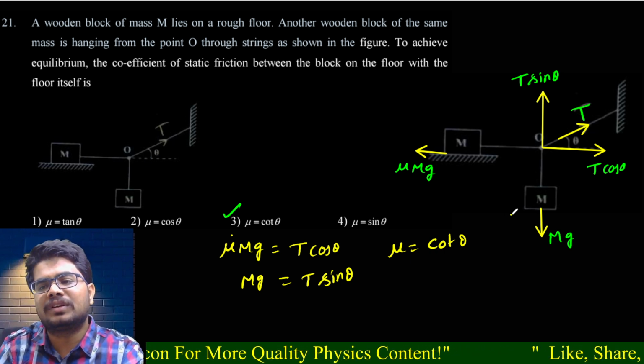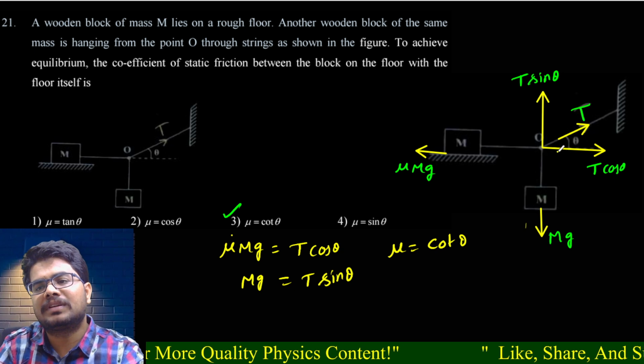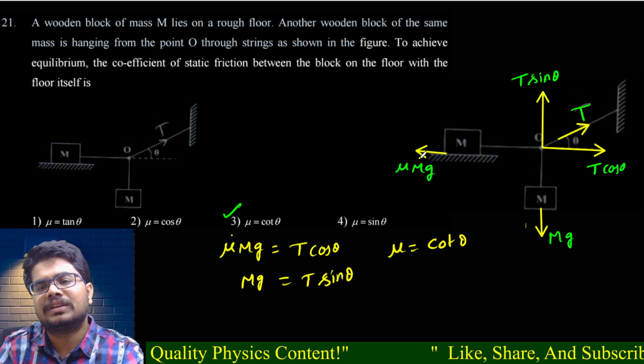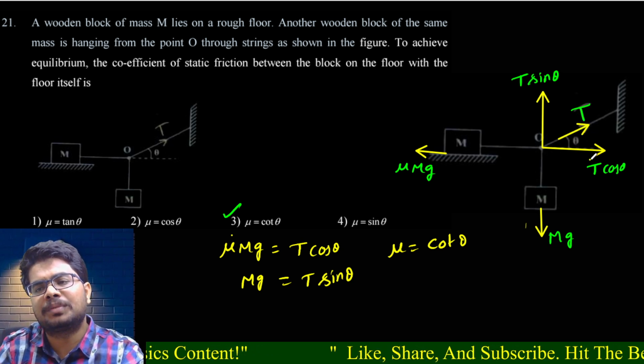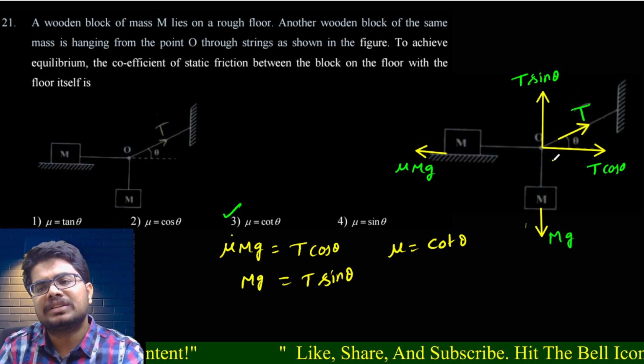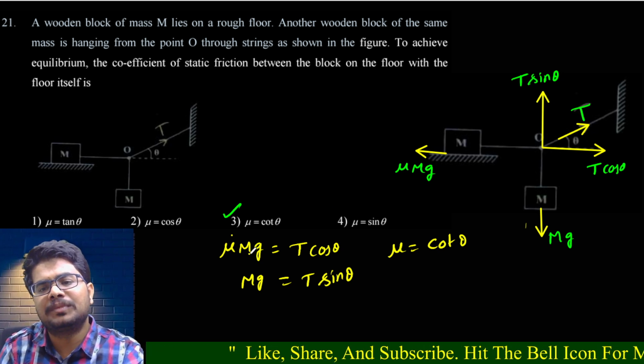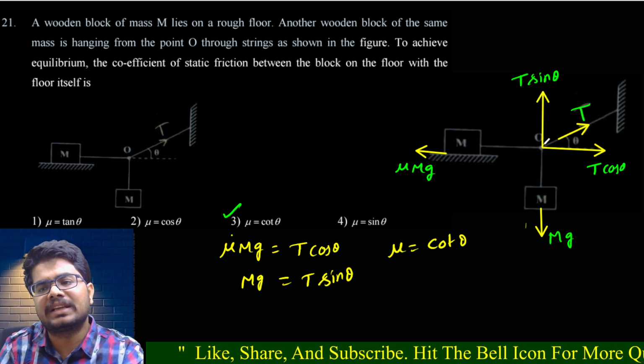Fine. If you observe now, downward what will act? mg. Up in this direction what will act? mu mg, friction. And if I take in this direction, tension. Tension will break into components T cos theta, T sin theta. So T cos theta should be equal to mu mg. Mu mg equal to T cos theta. T sin theta equal to mg.